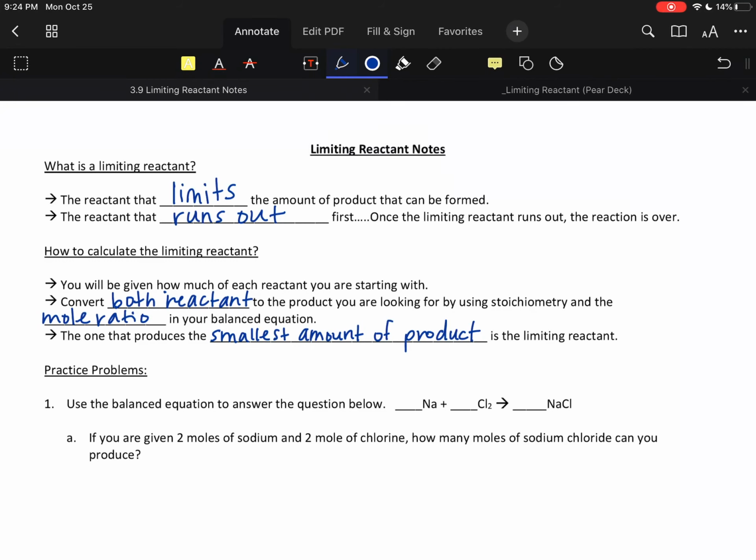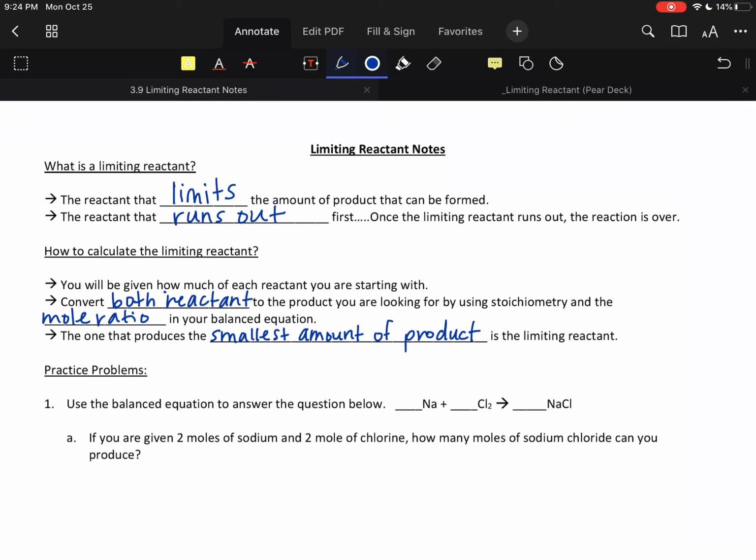This video will walk you through some practice problems on limiting reactants. The first thing you need to do is fill in some blanks here in the top of your notes. A limiting reactant is the reactant that limits the amount of product that can be formed. Okay, so that makes sense based on what we call it.